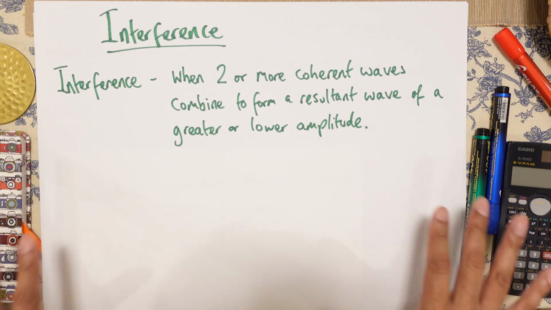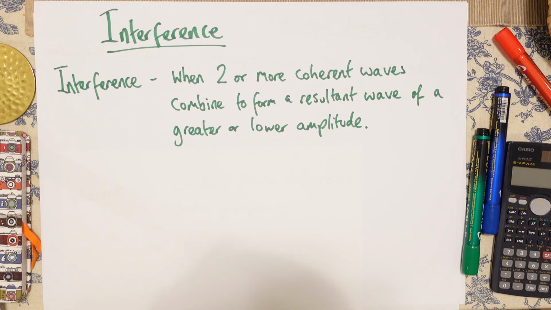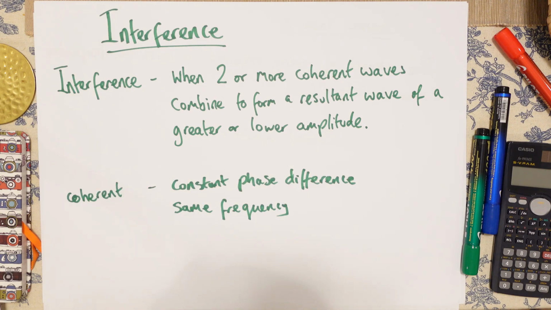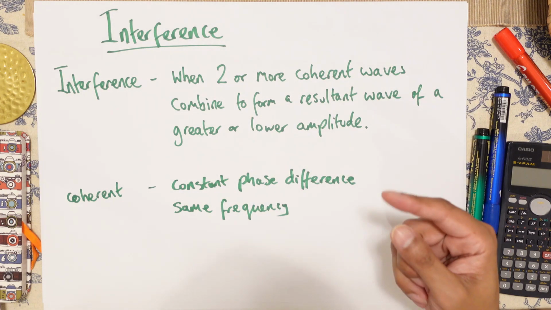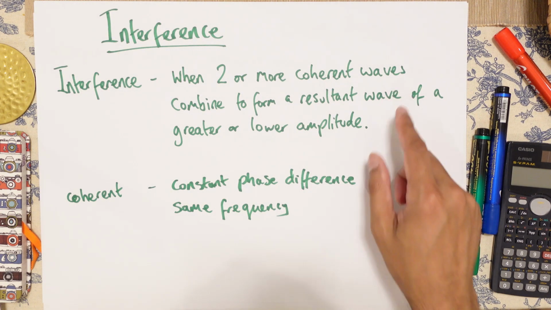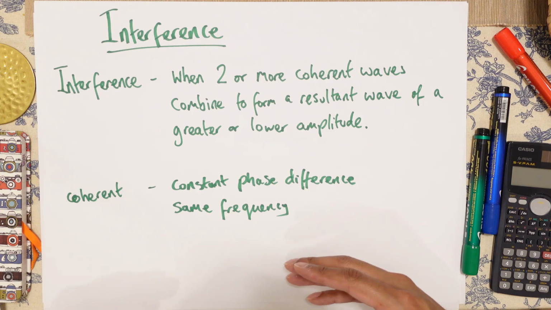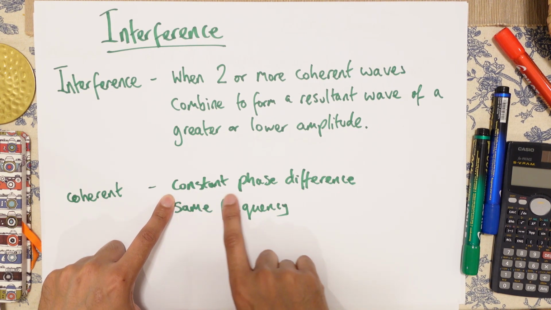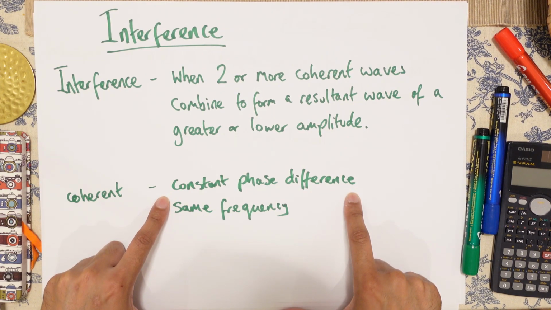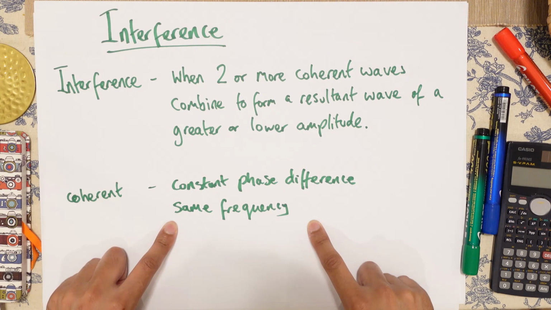There seems to be quite a lot to unpack here, so first of all let's figure out what coherent waves are. There are two requirements to have coherent waves. First of all, there's always more than one wave. You can't have one single wave that's coherent with itself. It has to be coherent with another wave. So the two waves have to be in constant phase difference and they have to have the same frequency.